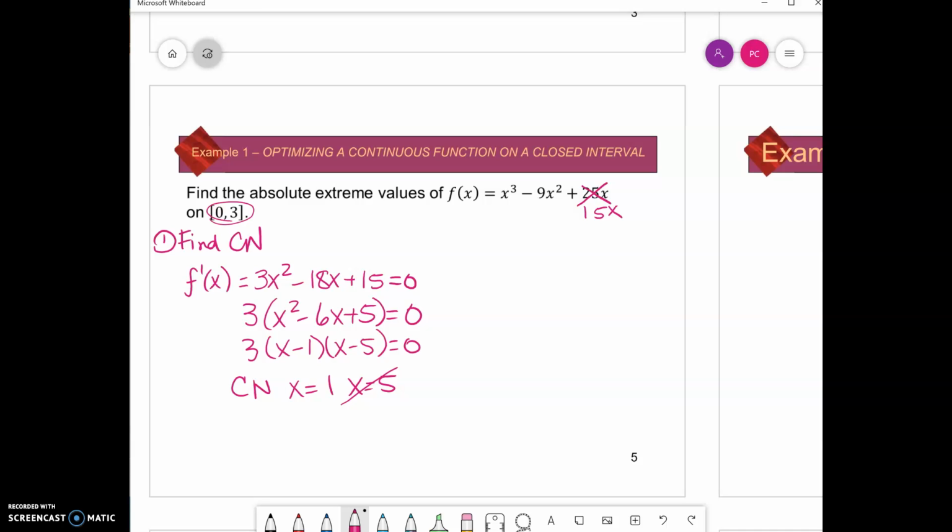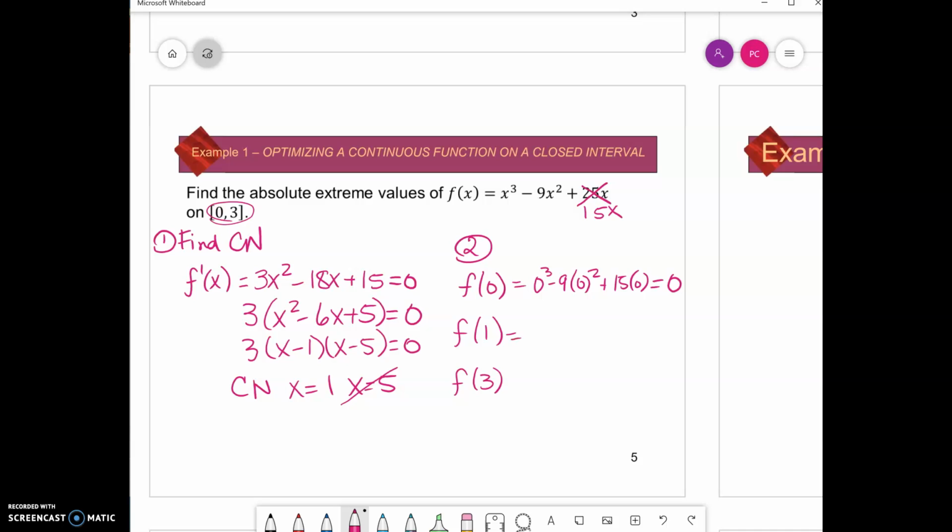Okay, so step 2 is that I need to evaluate. I need to find f of 0, f of 1, and f of 3. And you don't have to take a lot of time to do this, just plug it in. And we're plugging that into the original equation. Okay, so if I'm plugging 0 in, I would have 0 cubed minus 9 times 0 squared plus 15 times 0, which gives me 0.